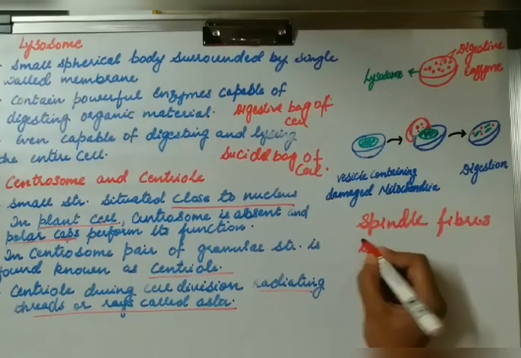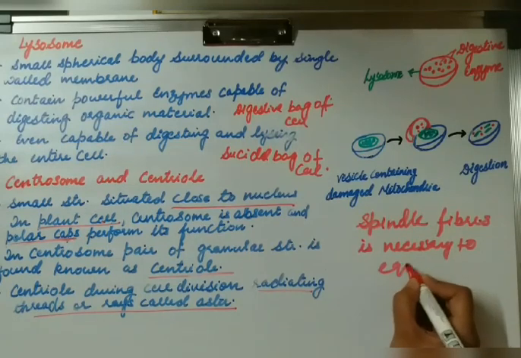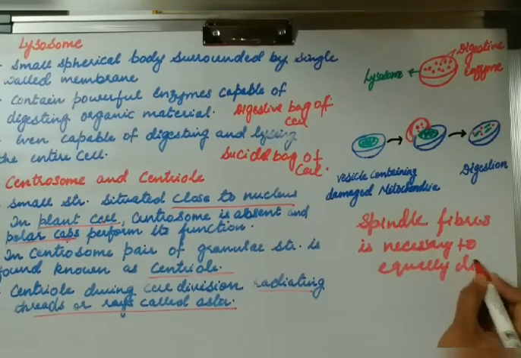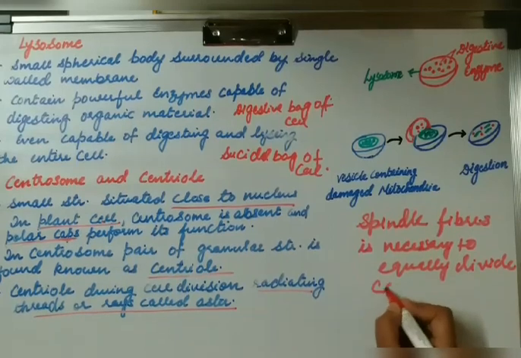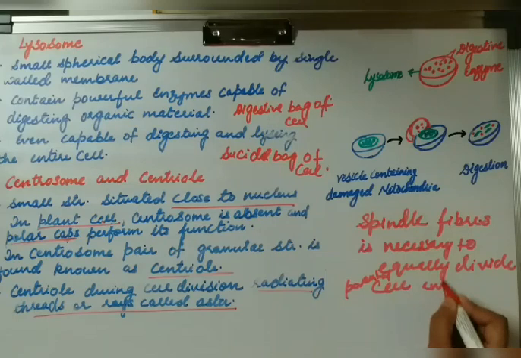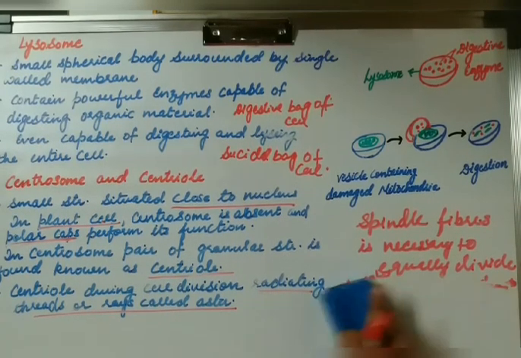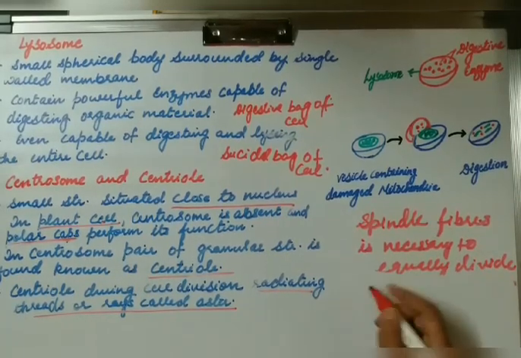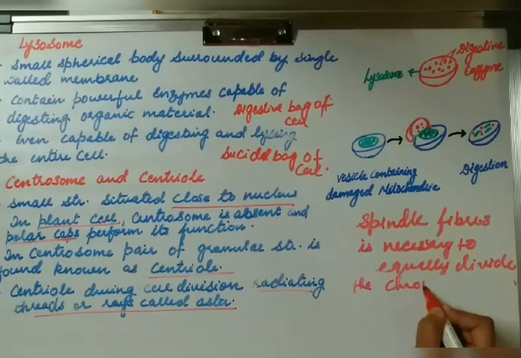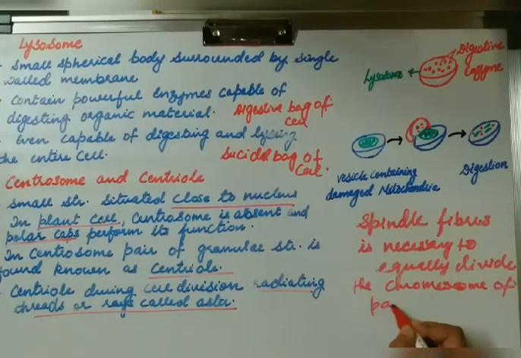Spindle fiber is very necessary to equally divide the parental cell into two daughter cells. So, to equally divide the chromosomes of the parental cell.